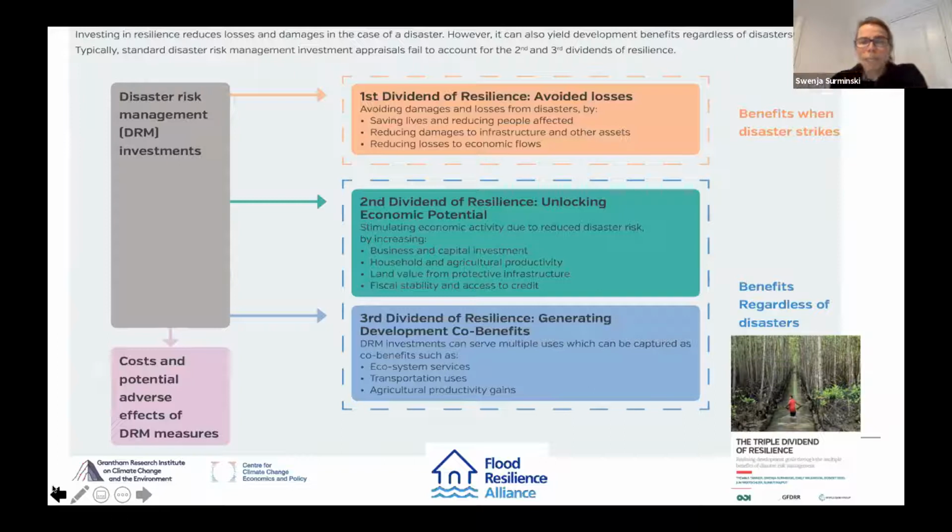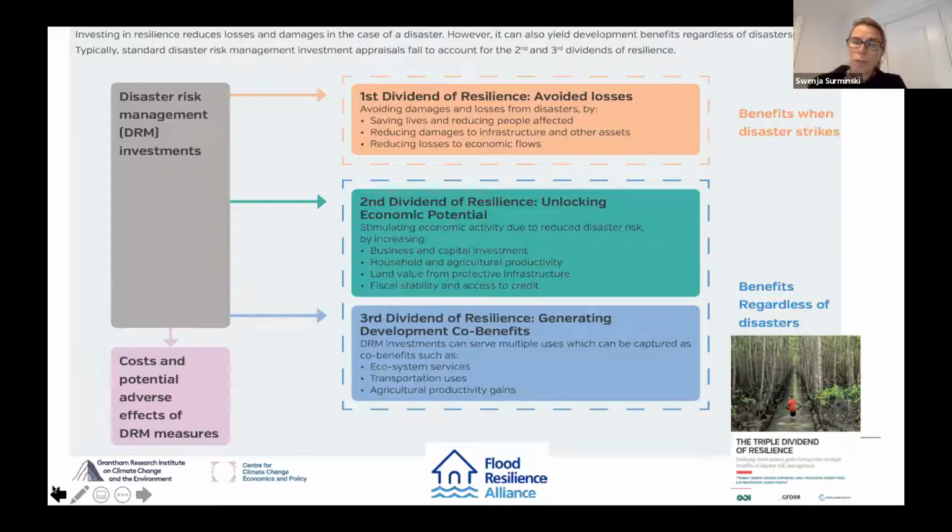And then the third one is really under the banner of co-benefits, that looks at a much wider range of potential wins that you can create through resilient investment. This could be in terms of ecosystem services, transportation use, agriculture gains, but also social aspects. A lot of our work in communities also looks at social cohesion, how investments can have benefits in terms of education, health, but also in terms of social, community life. So that's what we call the third dividend, which looks at these co-benefits.